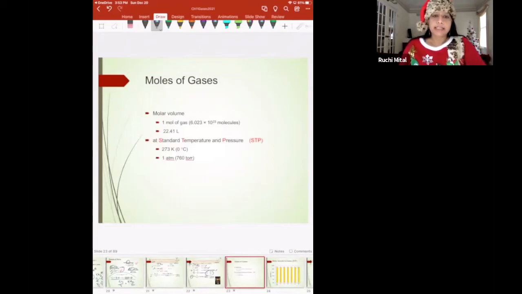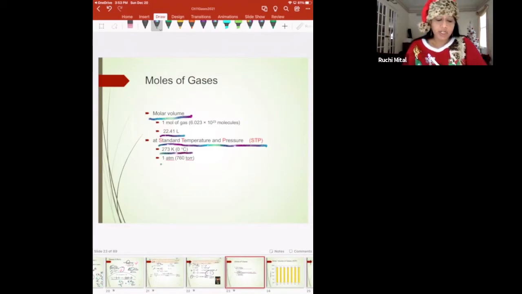Now, moles of gases. Molar volume: 1 mole of gas will occupy 22.41 liters. But there's an important condition: only if the gas is at STP, and it only works for gases. STP does not apply for solids and liquids, okay? And when we say STP, that is standard temperature, 0 degrees Celsius, which is 273 Kelvin, and the pressure is 1 atm.